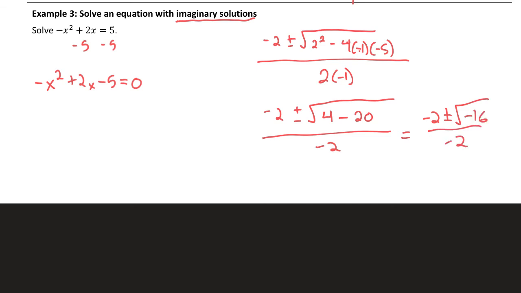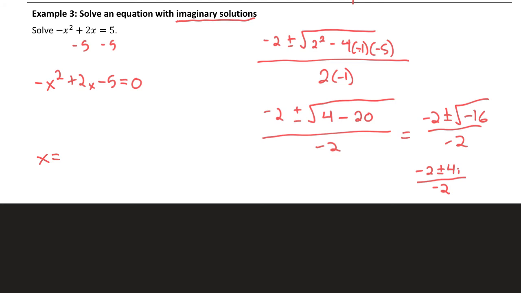So from lesson 4.6, complex numbers, we know we have to pull out i from this. I know the square root of 16 is 4, but this is really negative 2 plus or minus 4i all over negative 2. So the way I would show my solutions is I would notice I have a 2, a 4, and a 4. I can divide all of these things by 2.